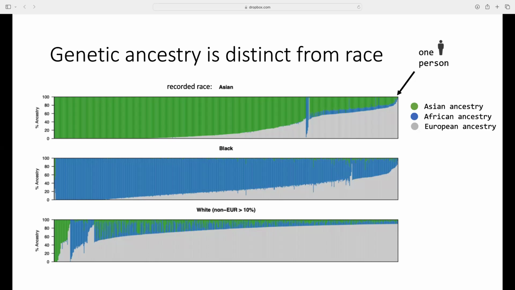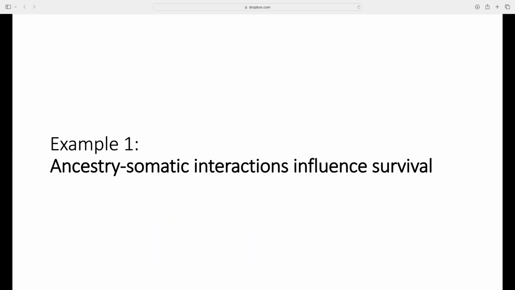And so in this case, the genetic ancestry gives us a granularity of measurement that is distinct from the kind of labels that we have from clinical data. Okay, so that's the foundation for these analyses.